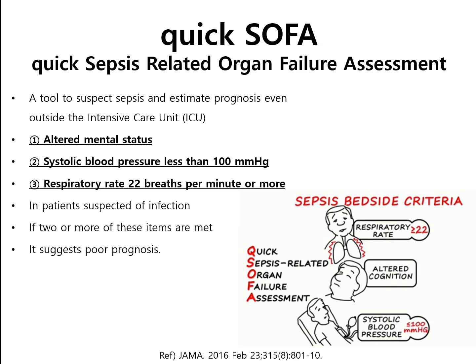Looking back at the case patient, his repeated vital signs showed respiratory rate 22, heart rate 105, body temperature 37. He was also lethargic and couldn't open his eyes well, suggesting altered mental status. His respiratory rate was 22, meeting a second criterion.